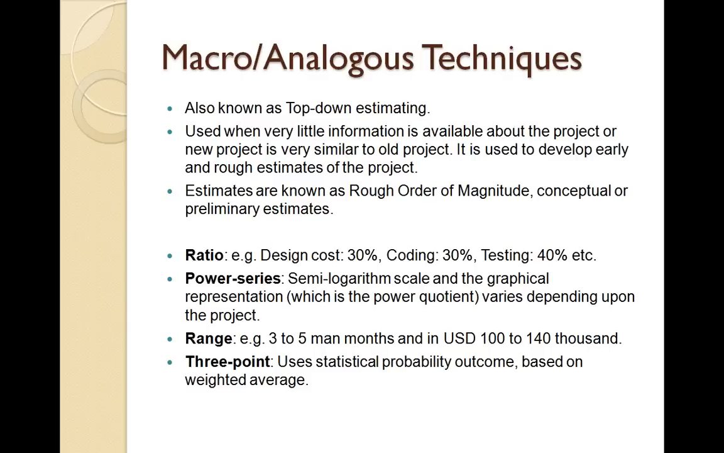It is also called a rough order of magnitude, or a conceptual or preliminary estimate. This is not the final estimate. We know this is not with 100% confidence, but this is a ballpark number. This is a guesstimate that we are providing at this stage.